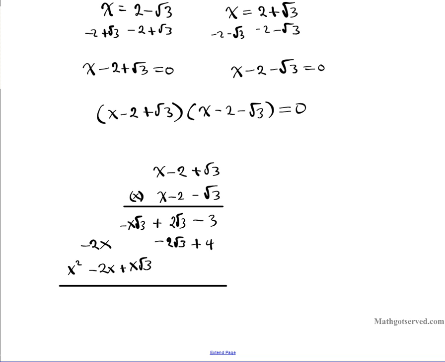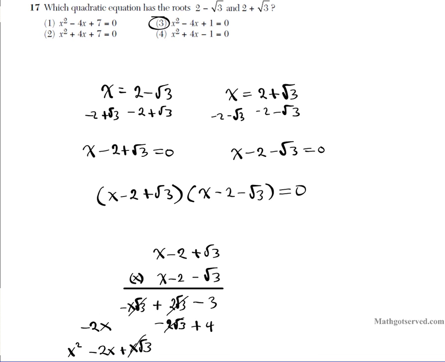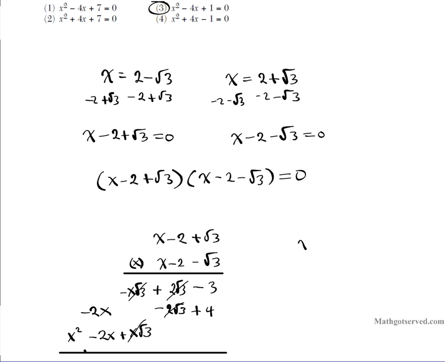So adding downwards, I'm going to have x squared. These two combine to negative 4x. These two are opposites, so they cancel out. These two are opposites also, so they cancel out. When I add those two, I'll get plus 1. And that is my final answer. And that's option number 3. Okay. Now, if this method is too complicated for you, you can just use x equals negative b plus or minus the square root of b squared minus 4ac over 2a.